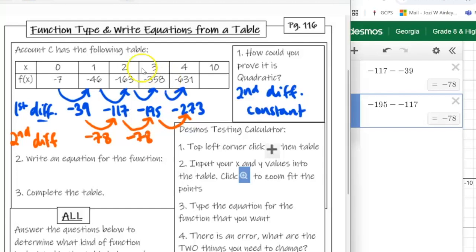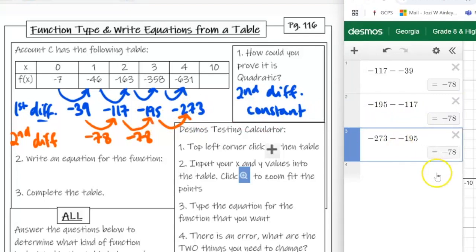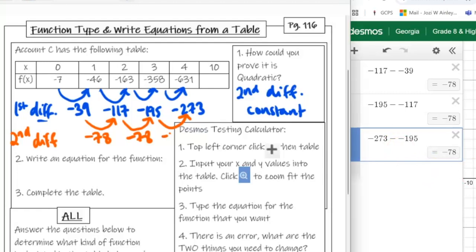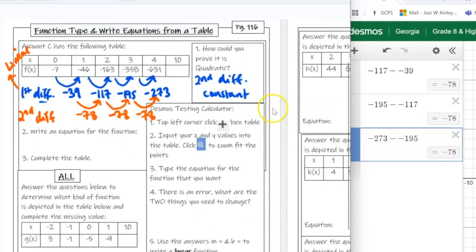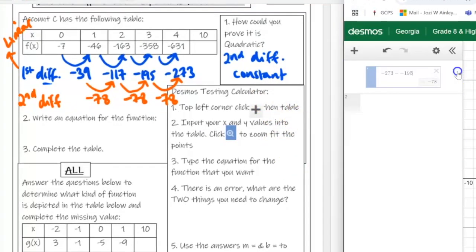So this is looking like it could be quadratic. Let me check the last one, negative 273 minus negative 195, and boom. Because the second difference, again, not the first difference, the second difference is constant, it is quadratic. So first difference constant would be linear. Second difference constant would be quadratic. Now I've just reviewed how you check from a table which is which. That's by hand. I'm also going to talk to you about how to do it with a calculator, and your preference is fine with me. I don't mind whichever method you want to do.